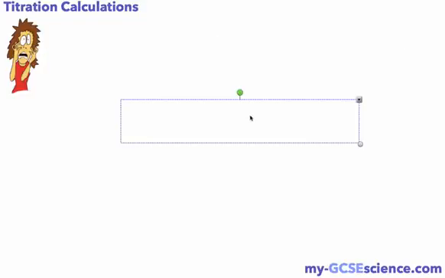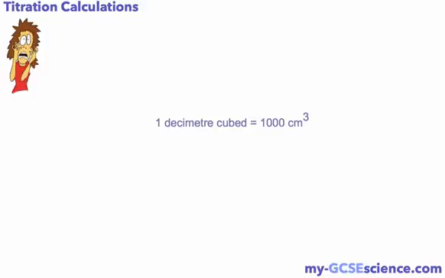There's a couple of things I want you to know before we carry on with the video. The first one is that 1 decimeter cubed, a quantity we are going to work with, is exactly the same as 1000 centimeters cubed. So if I have 1 decimeter cubed of water, it's exactly the same as having 1000 centimeters cubed of water, which incidentally is the same as a litre, so it gives you an idea of how much we're actually talking about.